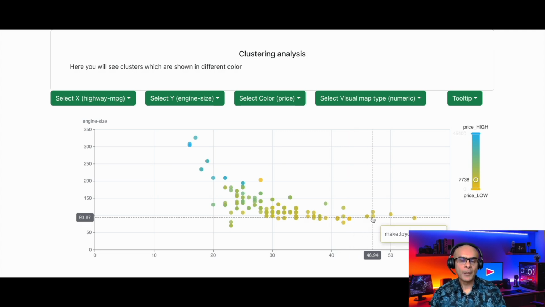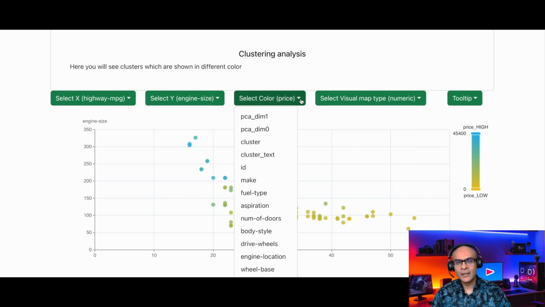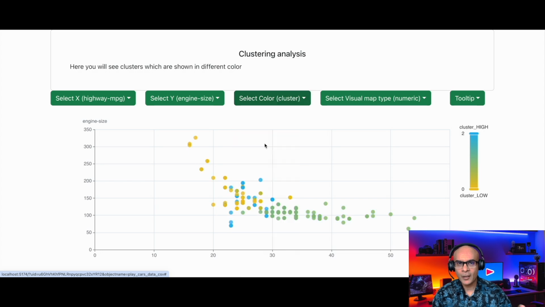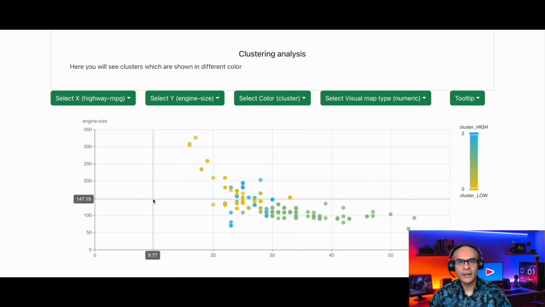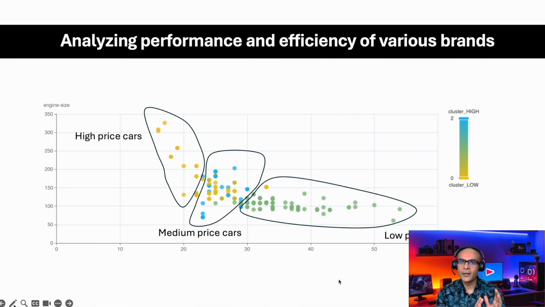Now you can also apply a clustering algorithm which will automatically cluster the cars into these three clusters: the high price cars, the medium price cars, and the low price cars. So once again, this is also an exciting visual, and we can plug it in our data story and give it a title such as "Analyzing the Performance, Efficiency, and Price of Various Brands."